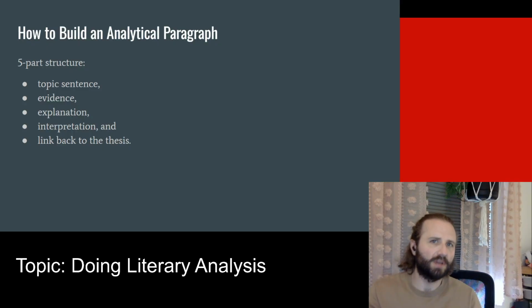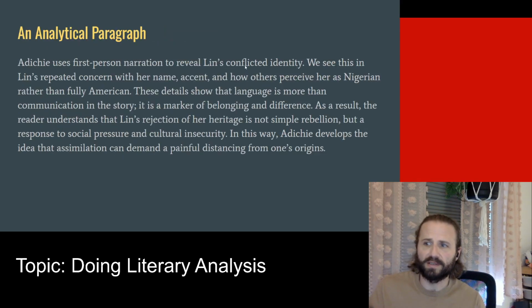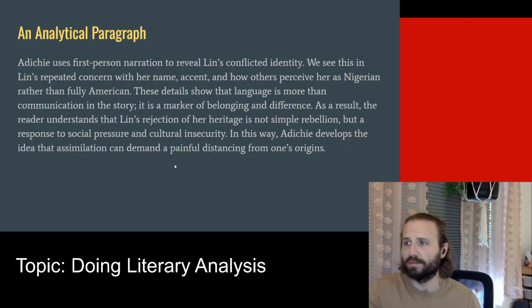It means that you produce a topic sentence that tells the reader what the paragraph is about, and then you produce evidence, explain it, interpret it, and link back to the thesis. So a paragraph that you would produce may sound something like this. Adichie uses first-person narration to reveal Lynn's conflicted identity, topic sentence. We see this in Lynn's repeated concern with her name, accent, and how others perceive her as Nigerian rather than fully American. Evidence.